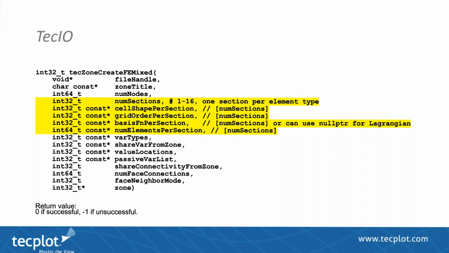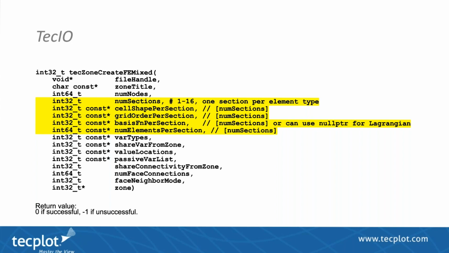The next four parameters are all arrays dimensioned by num sections. And the first one is going to be the cell shape for each section, pyramid, prism, etc. The second one, grid order, is just a number indicating first order, which is the classic cell type that we've had forever, or second order, or third order, or fourth order. We support currently up to fourth order for high order elements.